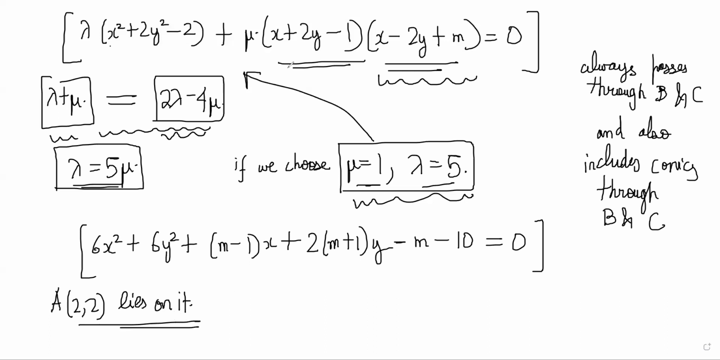You should understand that this equation always will pass through B and C because this term will be 0 and this term will be 0. So the overall thing is 0. So it definitely passes through B and C.